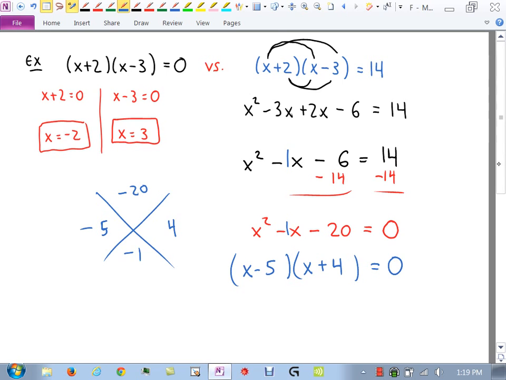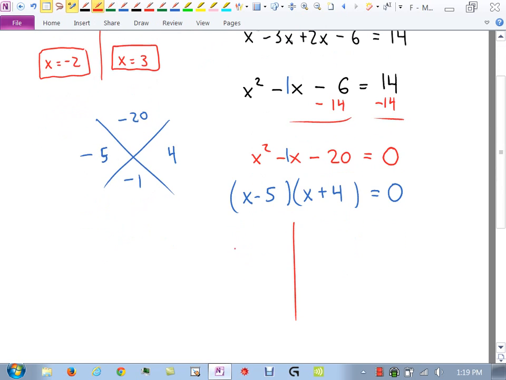So what are the answers here? I didn't work it the rest of the way. So you take those, set them equal to 0. x is 5 and x is negative 4. What do y'all think? No?